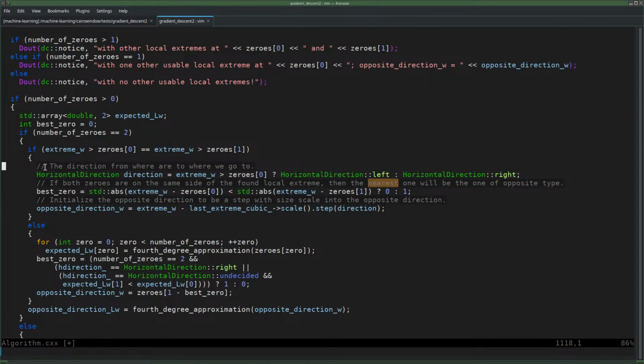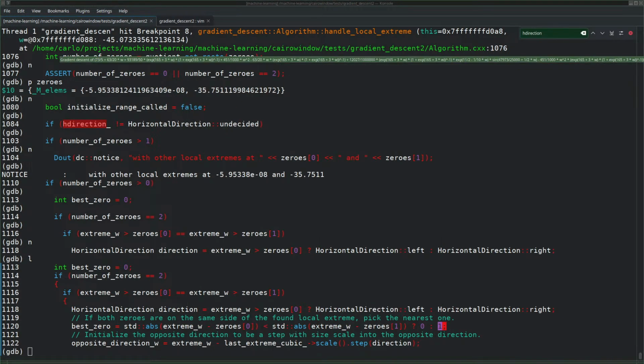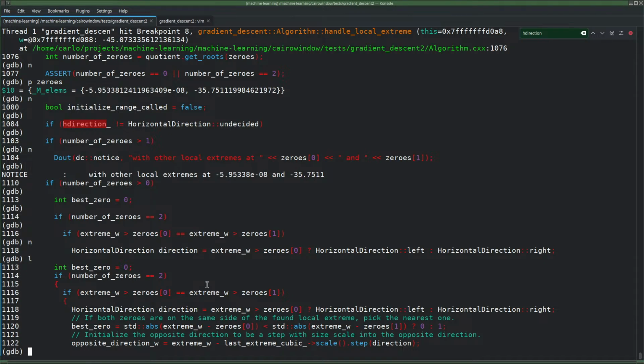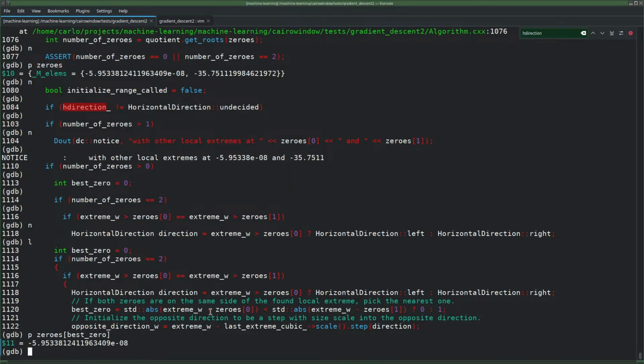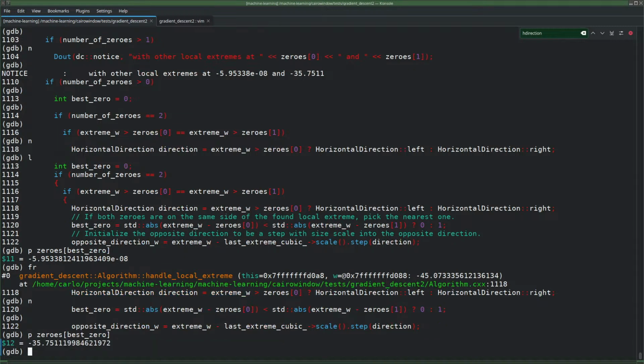That is the direction from where we are to where we go. That is to the right. And then we take the one that is the closest, which is the one at minus 35, so this one. So that means that best 0 is the minus 35 one. And it's not... what frame? Oh, I didn't do that yet. Best 0. So now it is minus 35.